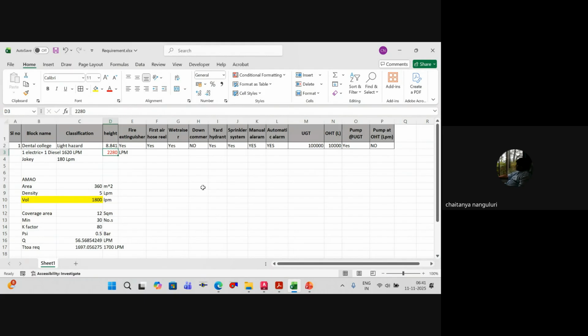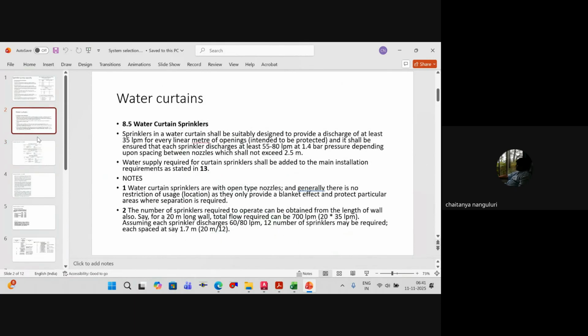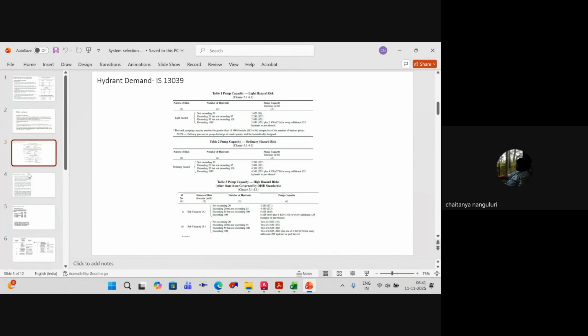Clear? The next element that we have to take along with this, in your calculation, is the tank capacity. Your tank capacities, you have to provide for sprinklers. Whatever rules I'm telling you, I didn't make up anything. Everything is available in your IS codes. I just have to give you the correct reference number.